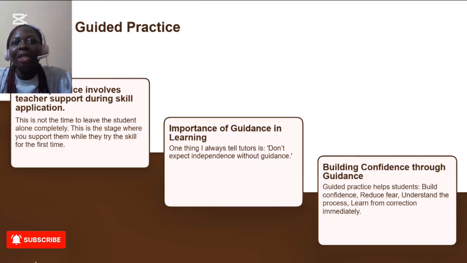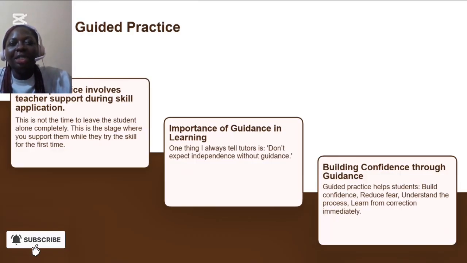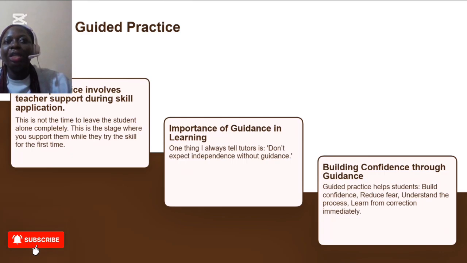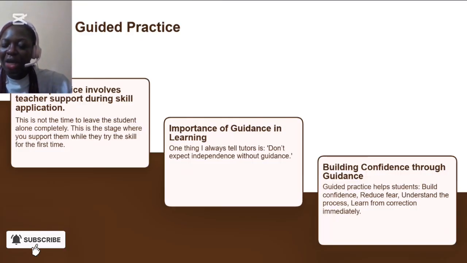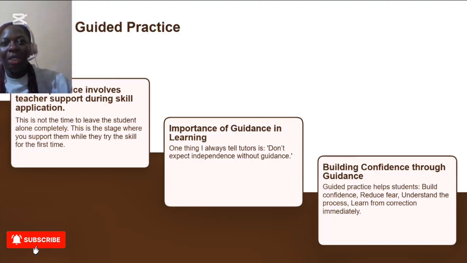Or you could just get a mathematical question and say, someone says this is the answer. Can you give me the answer to this particular question? And the child begins to think about how the person got that answer and tells you if it is true or not. At that point, you're watching to see what the child can do and what the child cannot do. That's guided practice. So don't expect independence without the guidance.